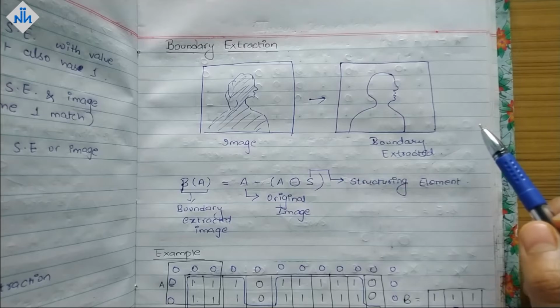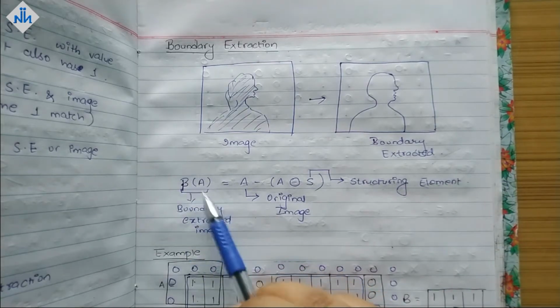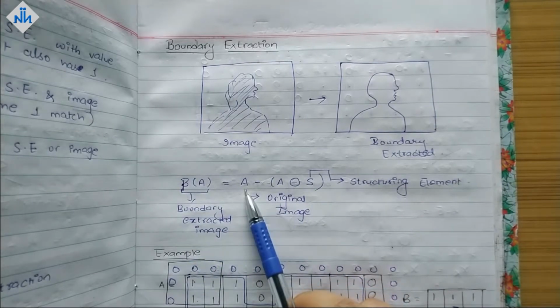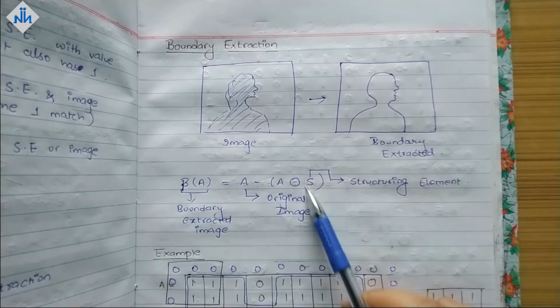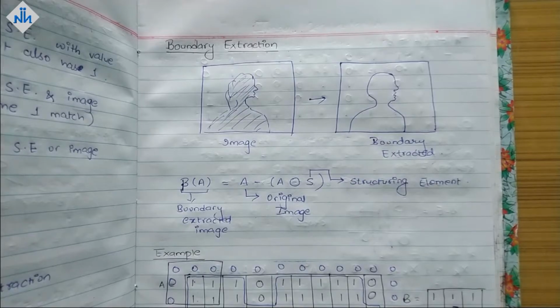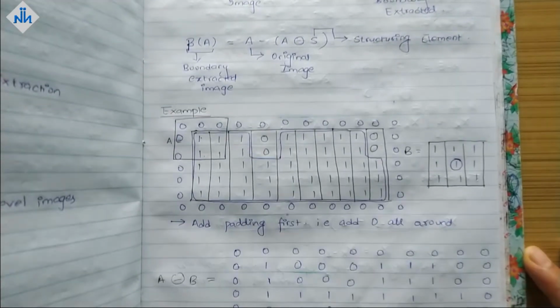It can be mathematically represented as: boundary extracted image is equal to A, which is the original image, minus A erosion S, and S is our structuring element. Let's look at an example for a better, clearer explanation.